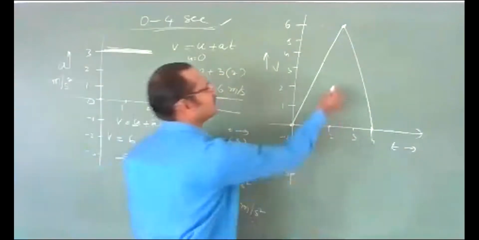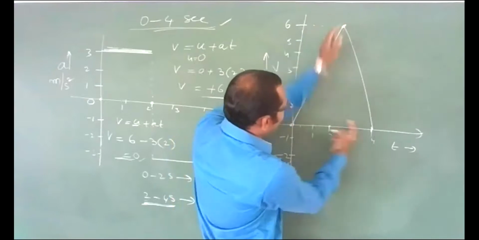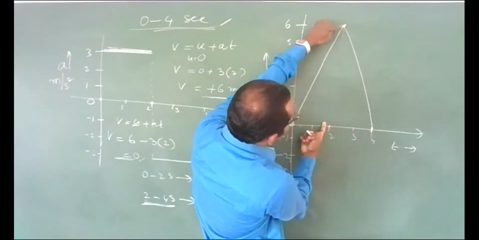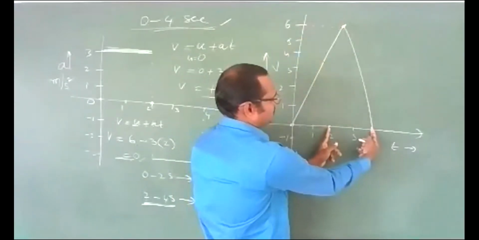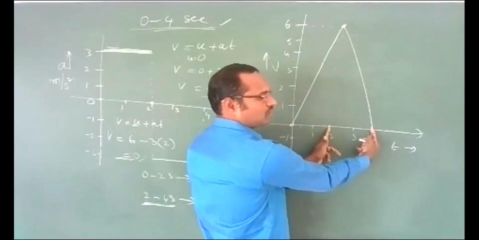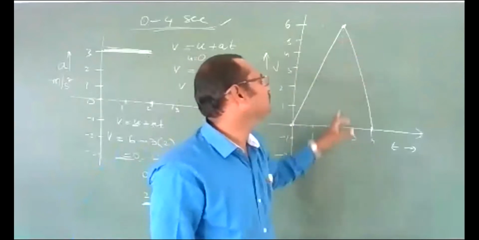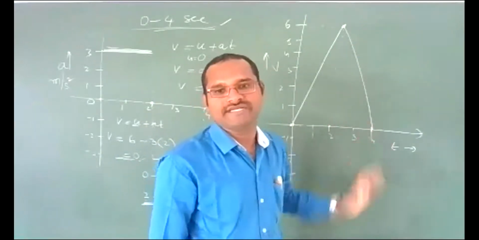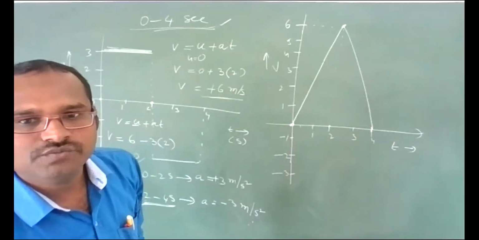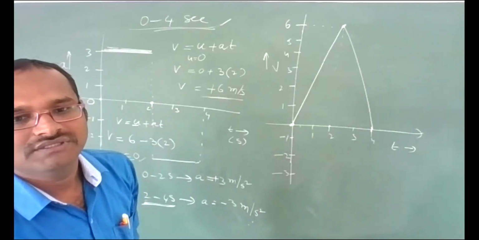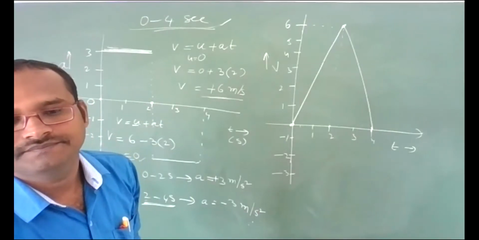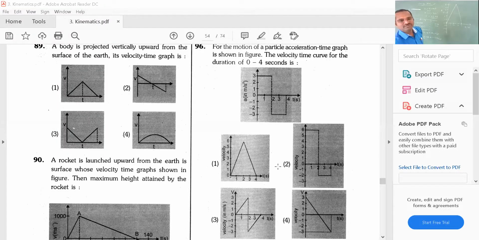If you want to take the slope of this also, this is 6, this is 2. 6 by 2 is 3. Yes, we got it. Perfect. And this slope is negative. So minus 3. So answer should be this type of graph. C. First option only is there.